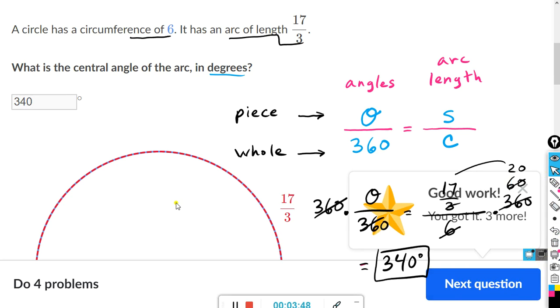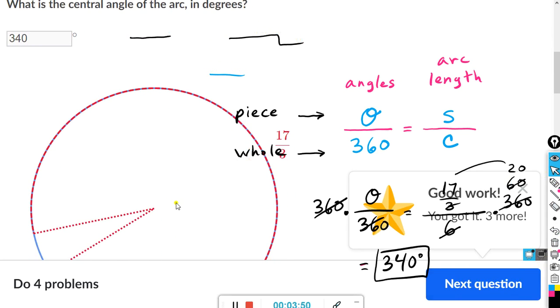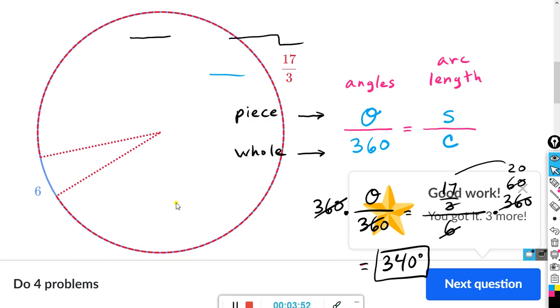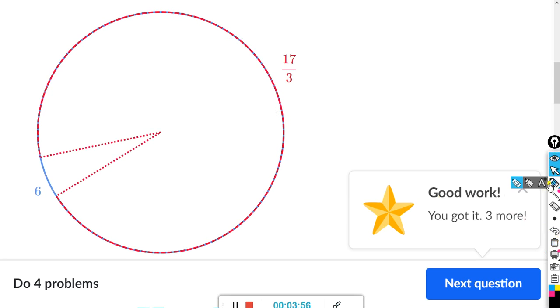If you want to look at the drawing to see if your answer makes sense, recall 360 is all the way around the circle. So it would make sense that this angle right here is a little less than 360.